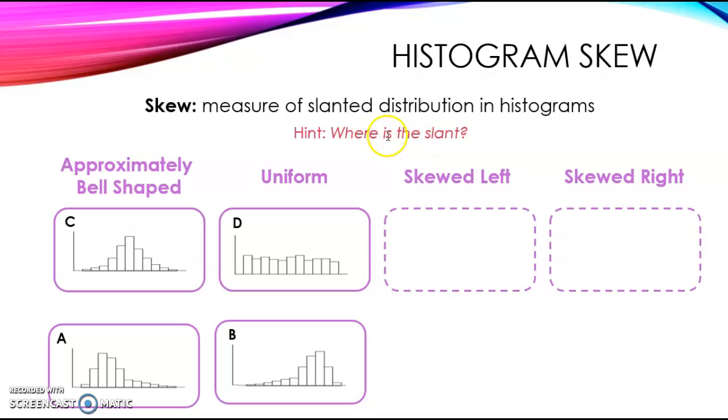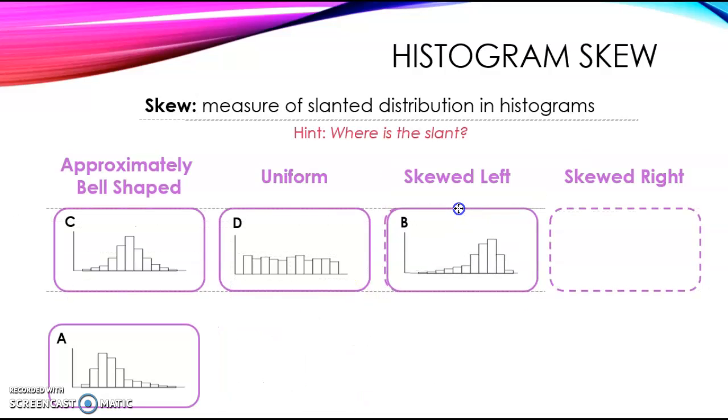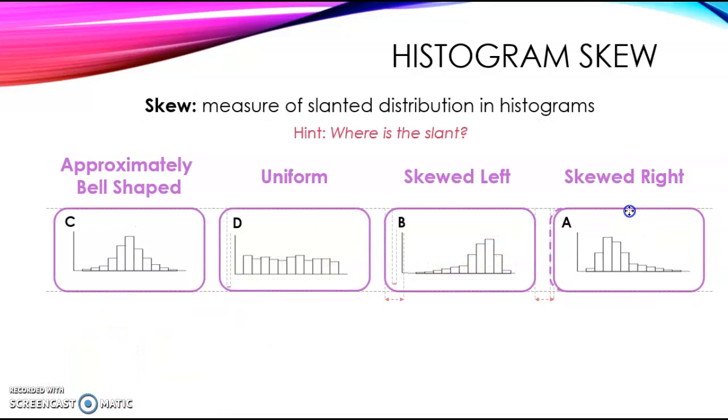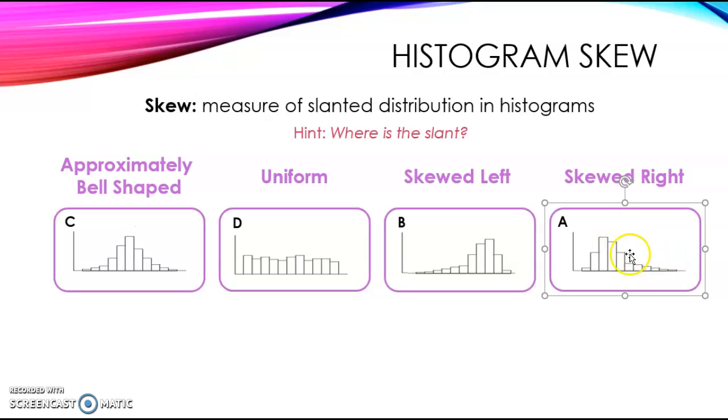This is where that hint comes in handy. Skewed left means the slant is to the left side, so that's actually going to be option B. Personally, when I think of skewed left, I might think about where the majority of the data is, and think, oh, this is on the left-hand side. But in reality, this diagram right here is considered skewed left, and this one would be skewed right, because that slant is on the right-hand side in this example and on the left in this one.